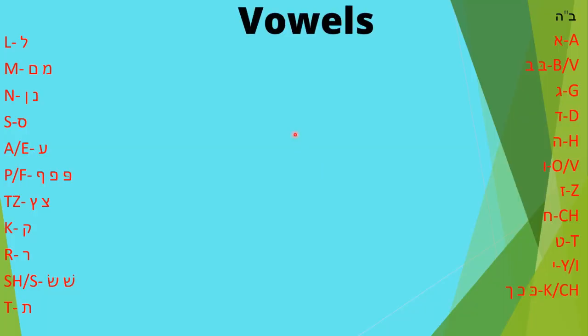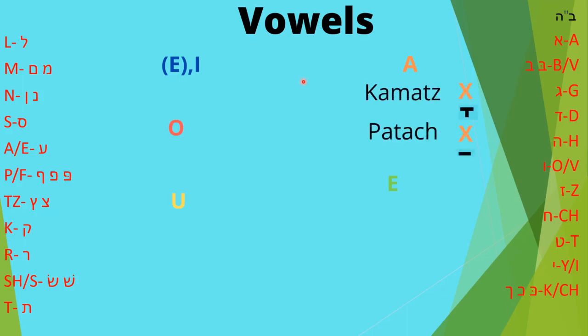Okay, so let's go quickly over the vowels. If you already know your vowels, then skip ahead to the actual practice. If you want a quick overview, then stick around. So in Hebrew we have 5 sounds that correspond to the English letters A, E, I, O, and U. And for each we have 2 vowels that make that sound. So for the letter A, the vowel names are kamatz and patach. Kamatz, patach. And the sound that it makes is A.